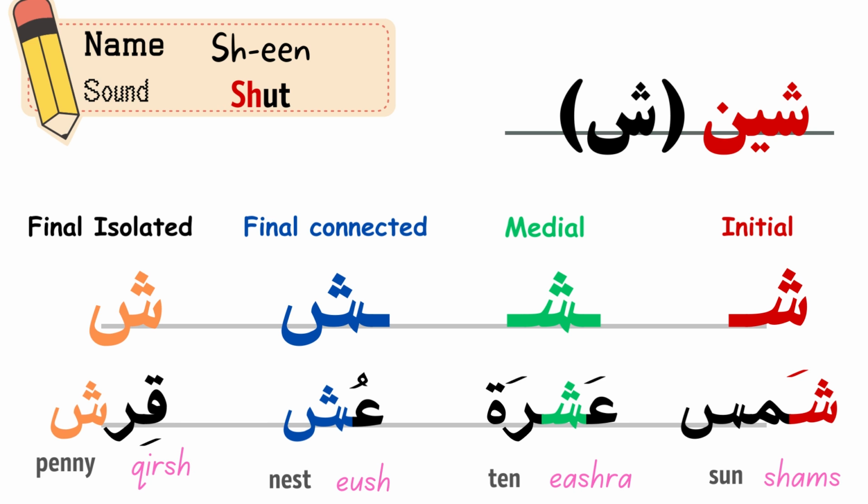The letter sheen. Word shams shows the initial form of the sheen. Word ashara shows the medial form of the sheen. Word ush shows the final form connected of the sheen. And word qirsh shows the final form isolated of the sheen.